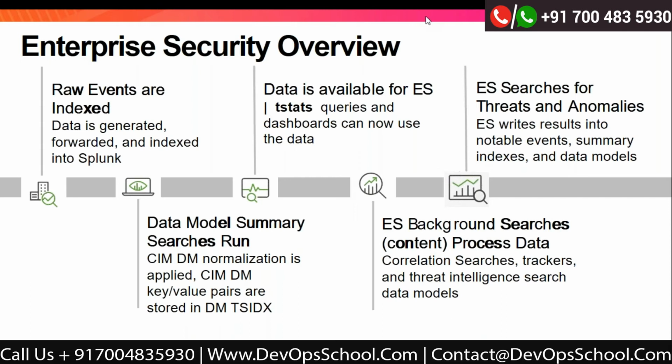And then Enterprise Security will have all the searches running in the background. They can be saved searches, correlation rules, or threat intel that will be looking for IOCs, indicators of compromise, or for notable events. Notable events are nothing but a correlation rule that is triggering. Enterprise Security searches for threats or anomalies and writes those results into the notable event and into some indexes. We also have a specific data model to store the notable events. I will showcase that as well.